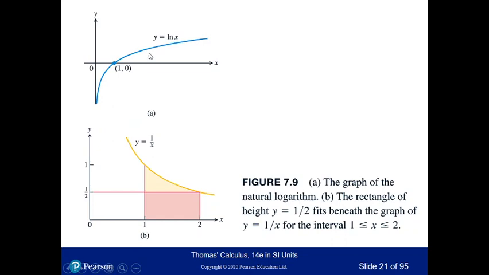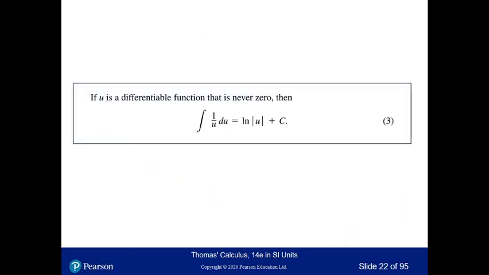So you are seeing here ln x and the derivative of ln x here, 1 over x. And now this formula 3 is very important. If you use a differentiable function, then the integral of 1 over u du, the antiderivative of 1 over u, is natural log of the absolute value of u plus a constant c. Don't forget to add the constant c because this is an indefinite integral. So as long as you use a differentiable function and never 0, then we have this.